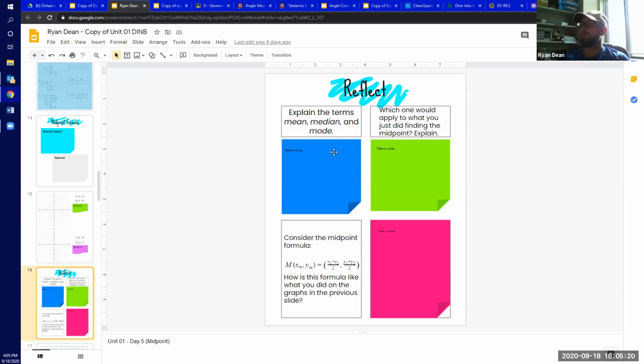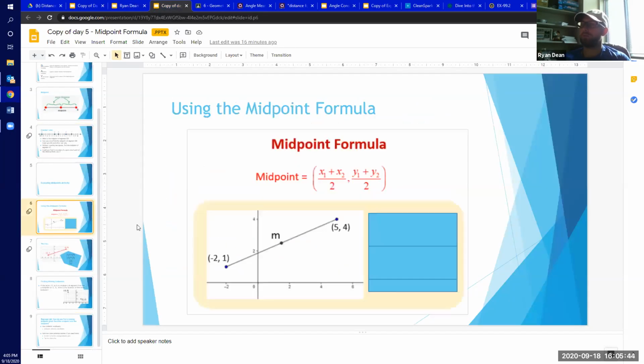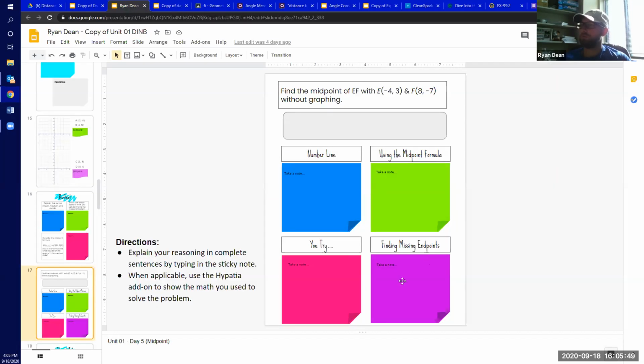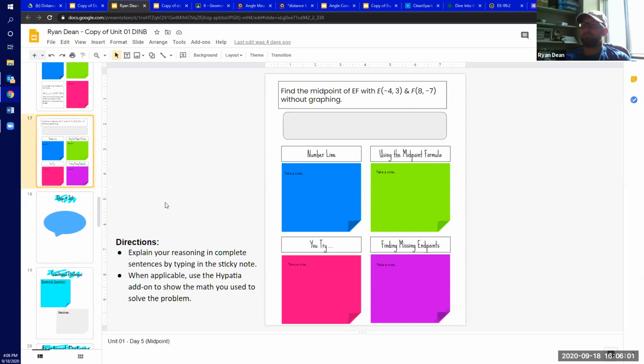Okay, so mean, median, mode, you can look these up and explain what those are. My question is, which one of these did we use for the midpoint formula? Down here, this example problem, you would complete this one like we did up here on this slide. And then finding missing endpoints, you can type some notes in here about what to do. And then here's the section for your stop and jot.